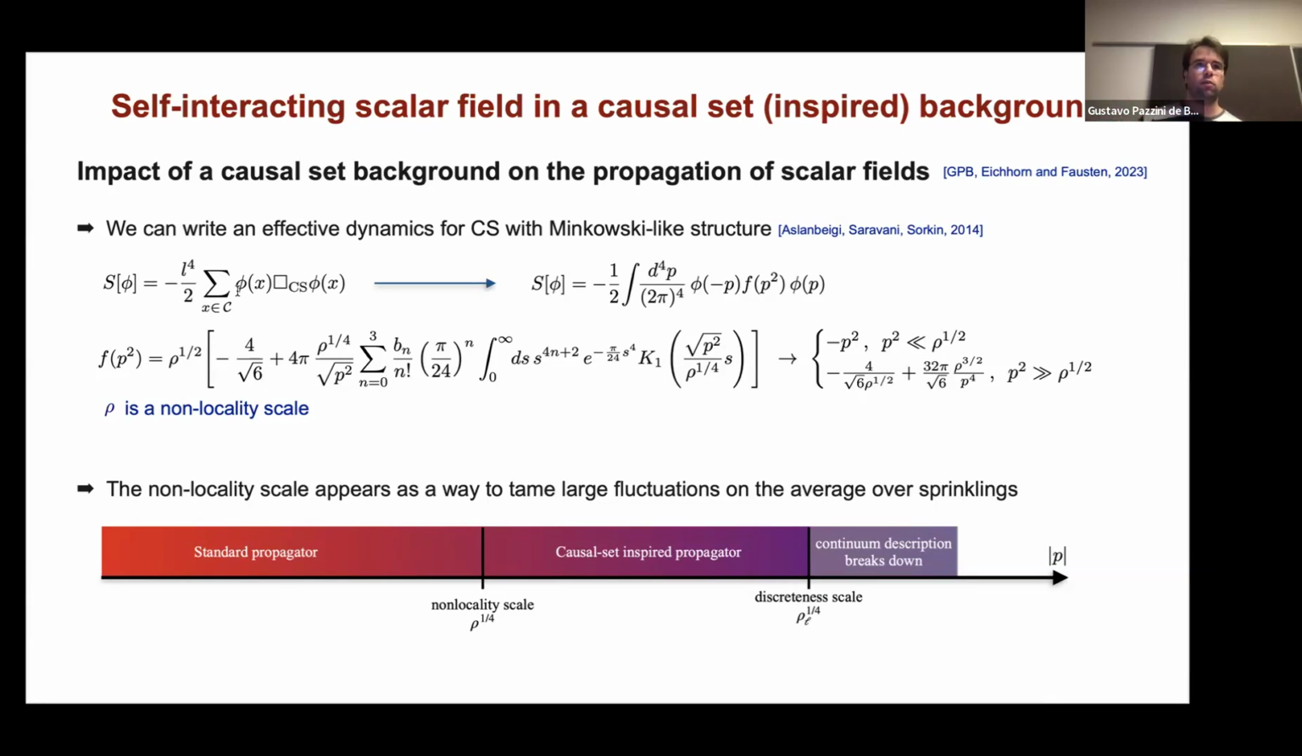So the scalar field would just be scalar, box, scalar, where this box is the usual D'Alembert operator. We have this intermediary region here with this causal set inspired propagator. So in the middle here, we have this region where we start to see non-localities due to the causal set structure. And then once we go to high energies, we enter the discreteness scale regime. And the idea is that at this regime, quantum field theory breaks down anyway, and we have to replace it by another formulation, which is a proper causal set formulation.